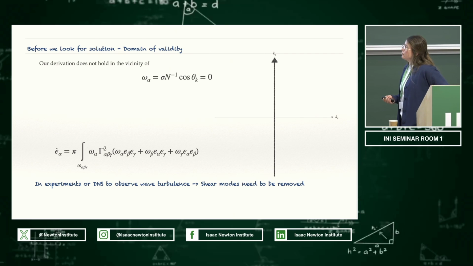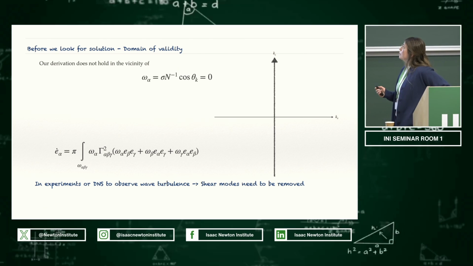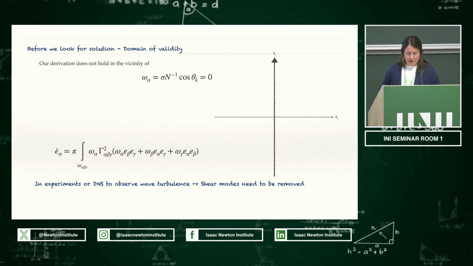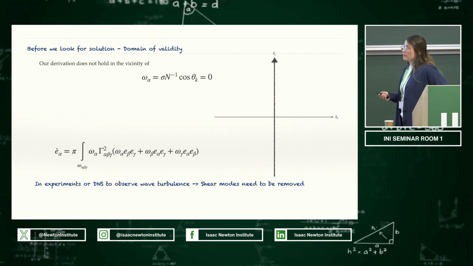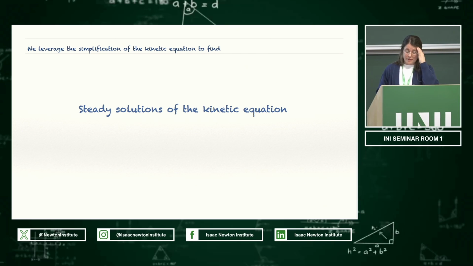And before we use this simplification to find a solution, let me just point out that this dispersion relation, as opposed to, for example, isotropic systems, vanishes on a pretty large set. So these frequencies vanish on the entire axis of kz, or when kx is equal to 0, and that really poses a problem. But I remind you that these correspond to shear modes, which I said need to be removed in order to observe wave turbulence, at least in the lab. So we're fine with that. We just need to remember that our equation does not hold in this vicinity. Okay, so we're going to use the simplified version of the kinetic equation in order to find steady solutions.